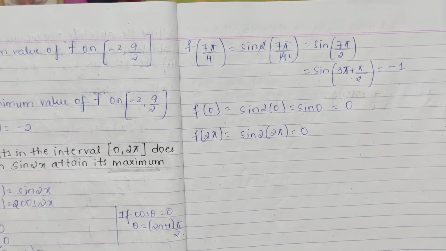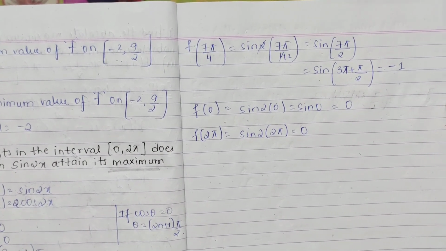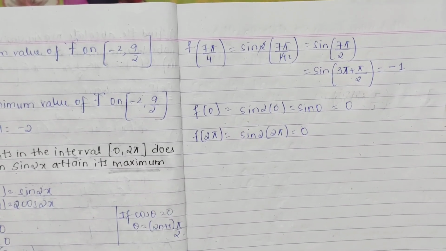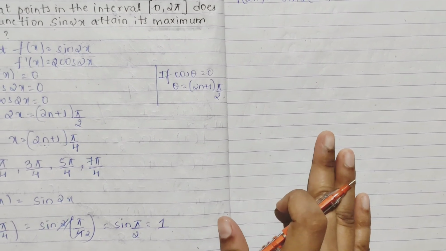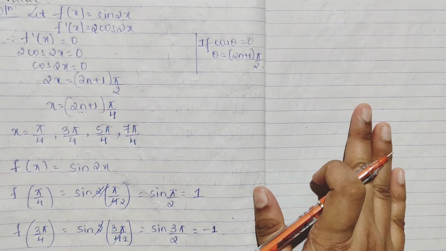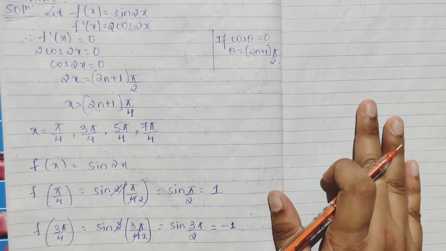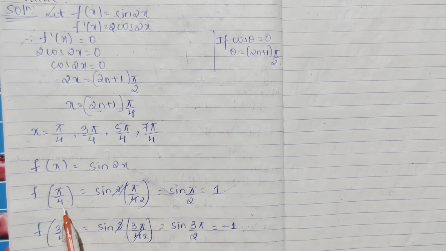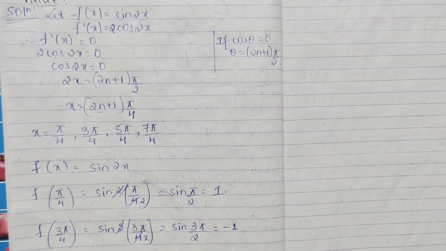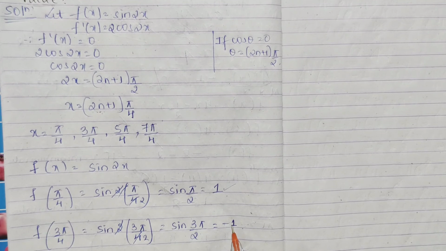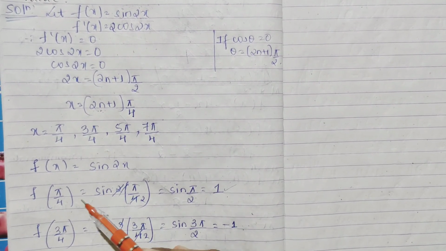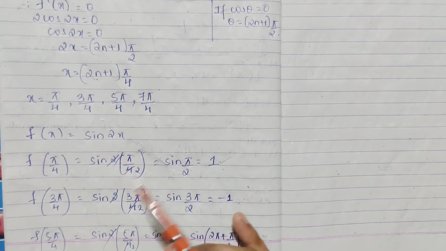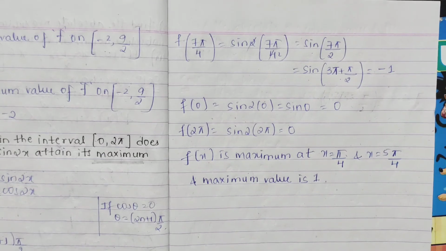So now they are asking you the maximum value. So here you can see which is positive. They are asking you the maximum value, right? At what points? So the maximum value, what are you getting? 1 at pi by 4, and at 5 pi by 4 it is 1, the rest you are getting negative and 0. So your maximum value is 1 at the points pi by 4 and 5 pi by 4, right? I hope this much is clear.